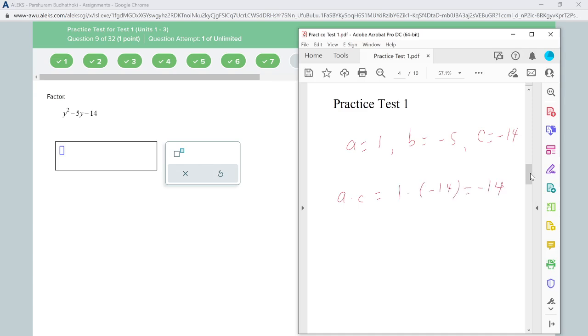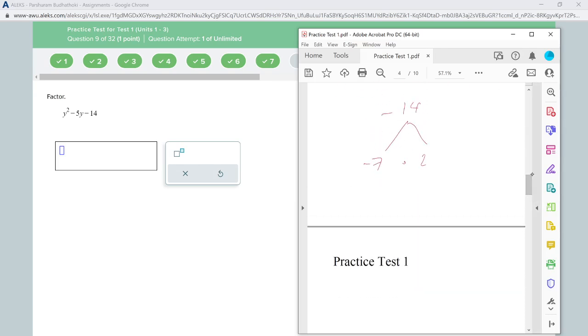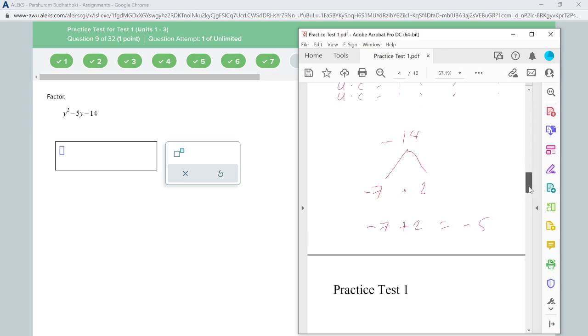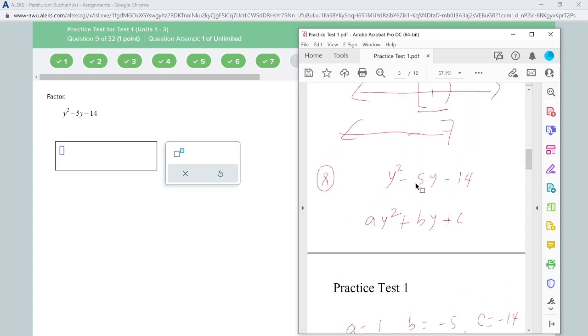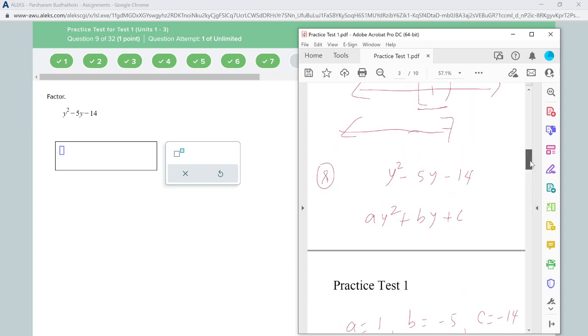Now you have to come up with two numbers whose product is -14 and sum is -5. Those two numbers would be -7 and 2, because when you multiply -7 and 2, it gives you -14, but when you add -7 and 2, it gives you -5. So now we can split this -5 as -7 and +2.